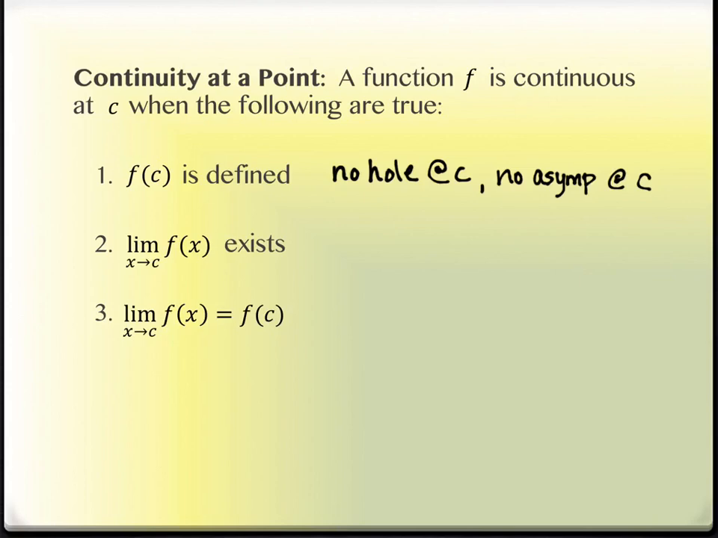So that's the first one. That eliminates that possibility. The second one eliminates the possibility of a jump. So there's no jump at C. And hopefully you're looking at those and you're saying, right, because if I had a jump, or if I had a hole, or if I had an asymptote, I'd have to pick up my pencil, right? Yeah. So at that particular point, that can't happen. The last one actually says that the limit value has to equal the function value. And you might be thinking, well, doesn't that always happen?